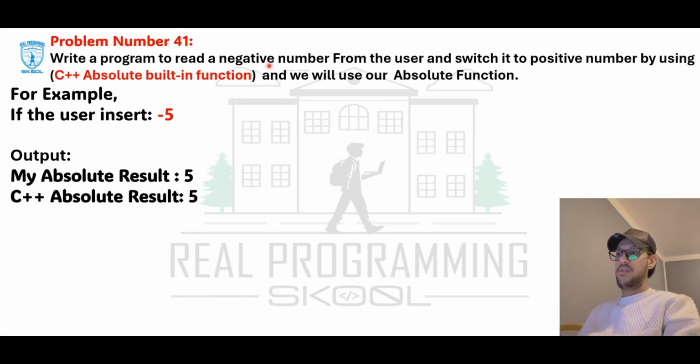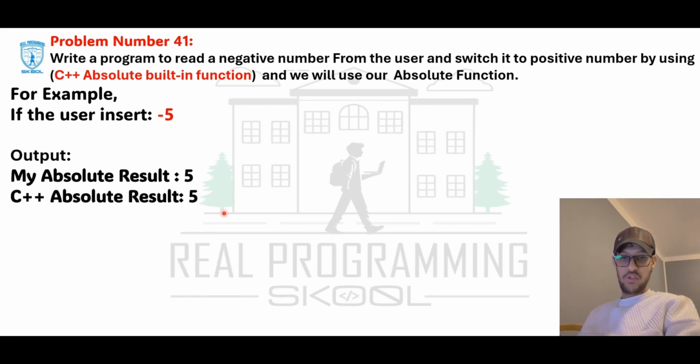So we want to read a negative number from the user and switch it to a positive number by using the C++ absolute built-in function. We will use the built-in C++ absolute function, and we will also create our own function that does the same thing. For example, if the user inserts -5, the output should be my absolute result 5 positive, and the C++ absolute function result is 5. If the user inserts -5, we will make it +5.